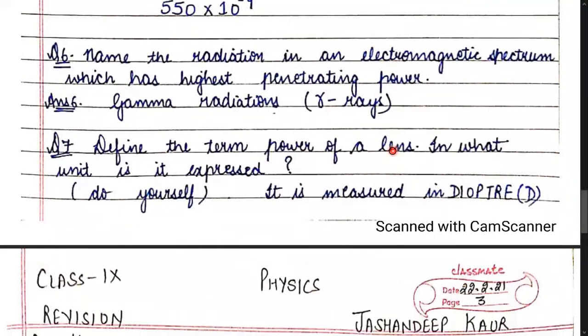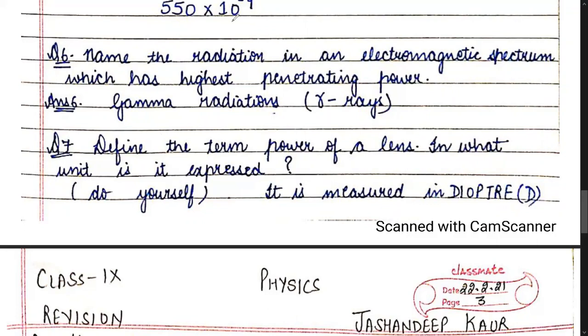Now the next question is, name the radiation in an electromagnetic spectrum which has highest penetrating power. Children, gamma radiations have highest penetrating power because they have highest frequency. Just remember that if frequency is more, it means energy is also more. So if energy is more, the penetrating power will also be more.